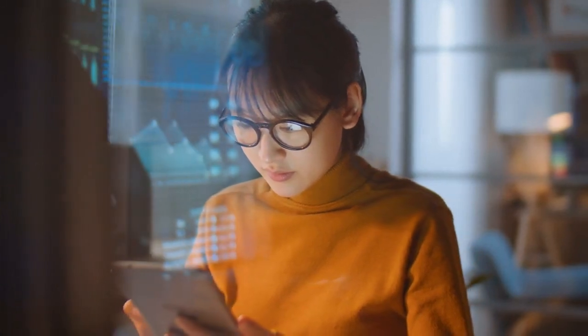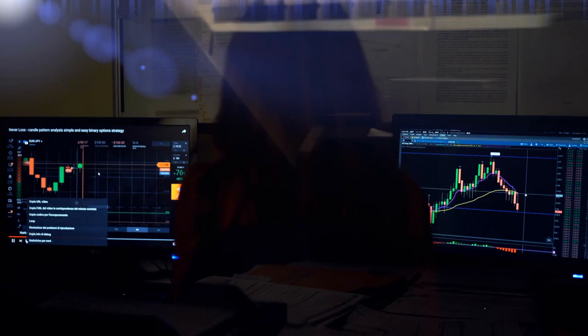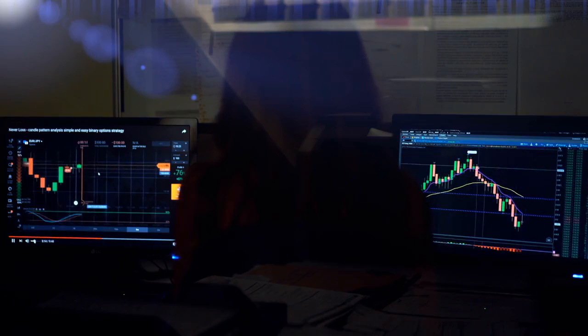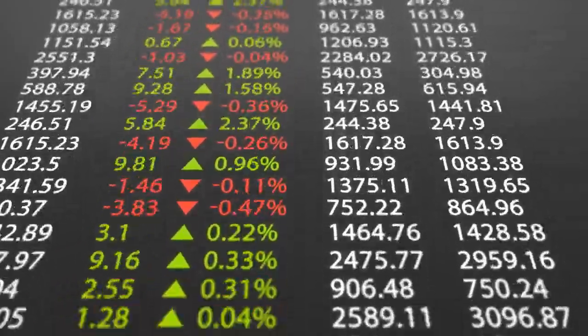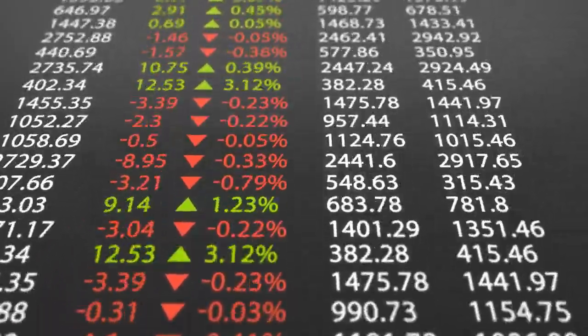Selecting the right instruments for cross-hedging is critical. Traders must consider factors such as correlation, liquidity, and cost when choosing hedging instruments. Commonly used instruments include futures, options, and ETFs.